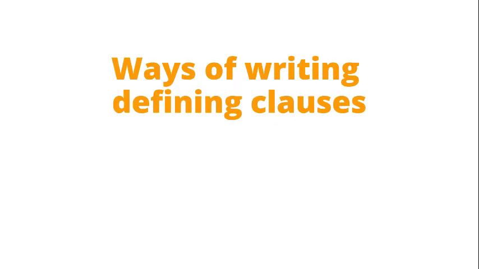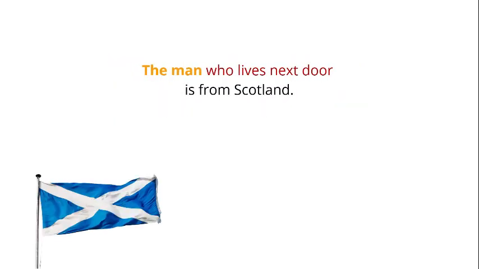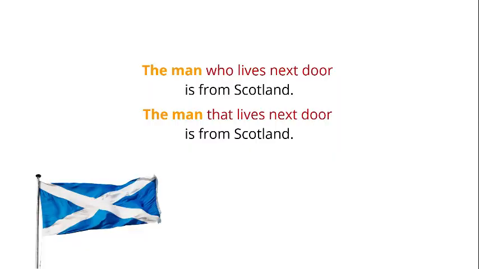Now, when we're using defining clauses, there are lots of variations in the way we write them. So as we've seen before, the man who lives next door is from Scotland. There's my defining clause. And sometimes when we do defining clauses, who can change to that. Some people say the man that lives next door is from Scotland. It's slightly more informal, but quite often who or which can change to that.